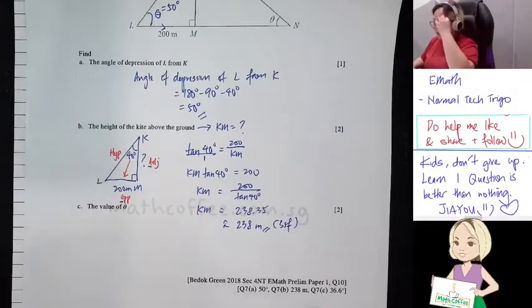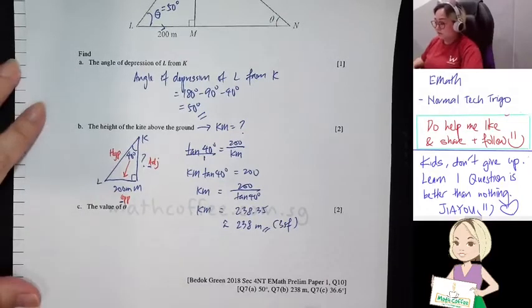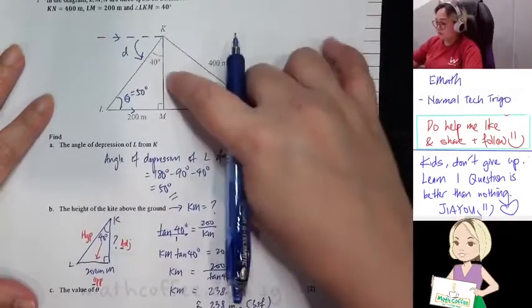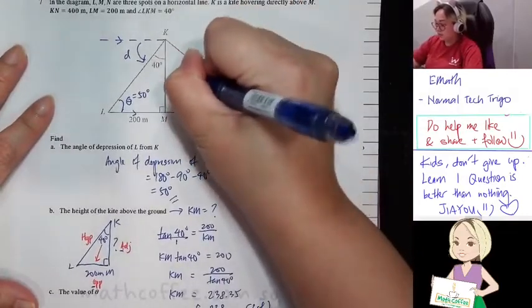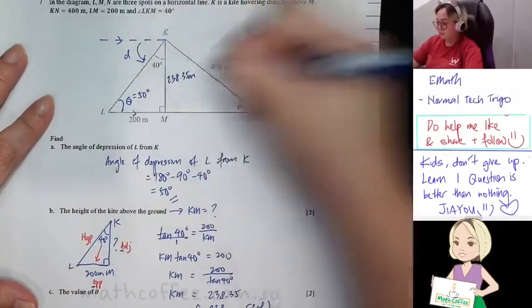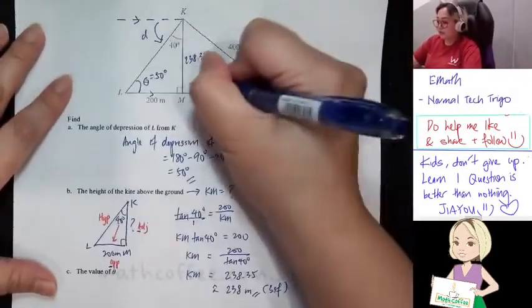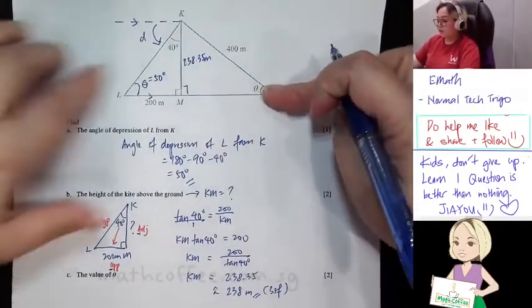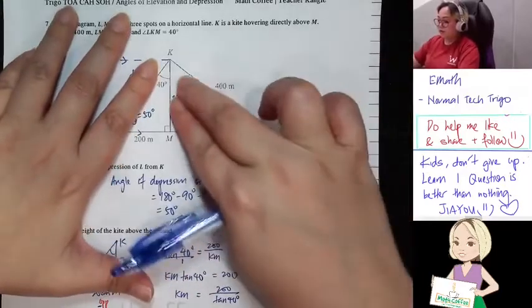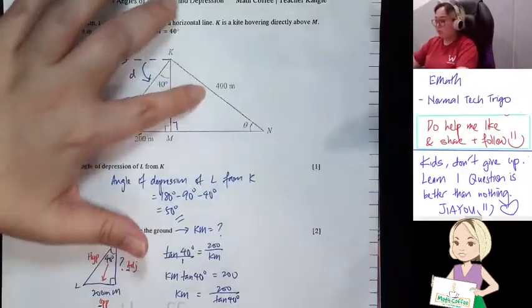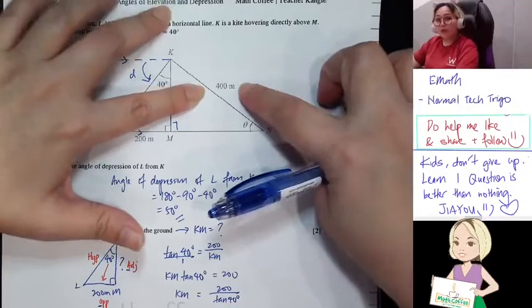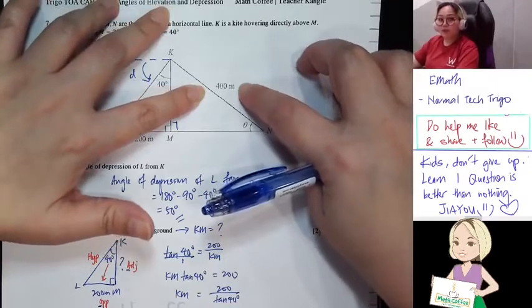So we are done with KM. So we can fill in the blank. This one I will fill in the blank, KM here will be 238.35. Because if you don't fill in the blank here, you will not be able to find your theta. Because if you look at the other right angle triangle, if you never write your KM, you see that I only have 400 meters. So it will not have enough information for you to solve the theta.